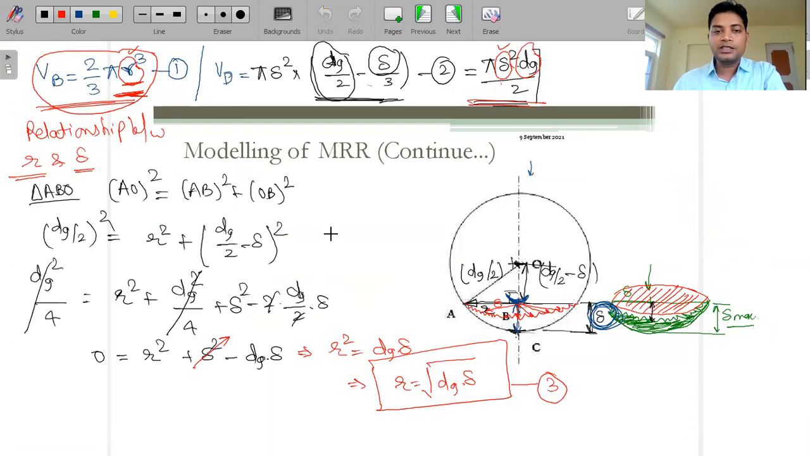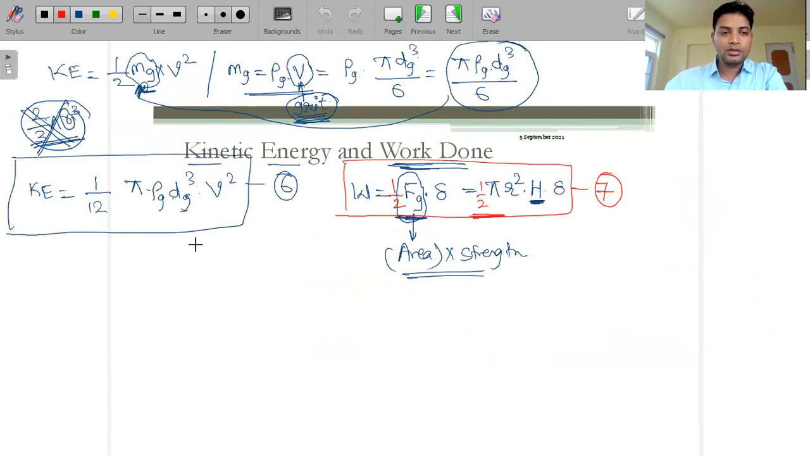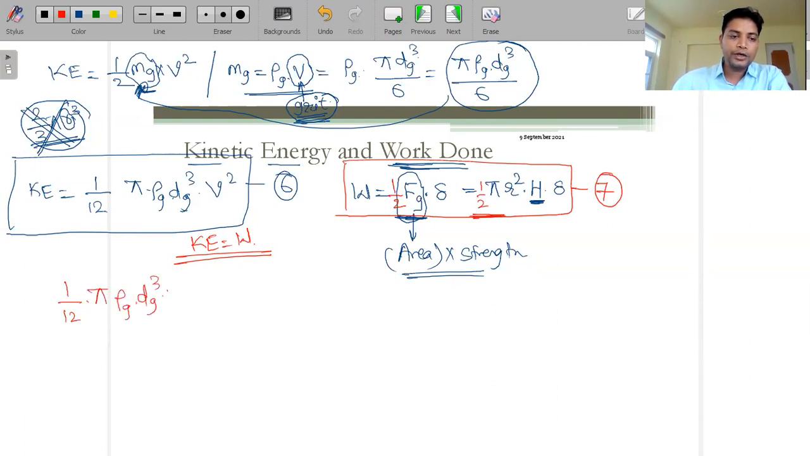It means the kinetic energy will be equal to the work done. So from equation number 6 and 7, write it like 1 by 12 into pi into rho g into dg cube into small v square, that will be equal to 1 by 2 into pi into small r square into h into delta. Okay, so this pi will cancel out, this will become 6.